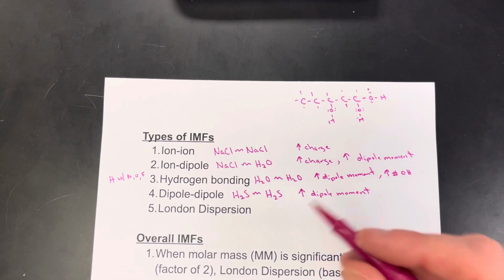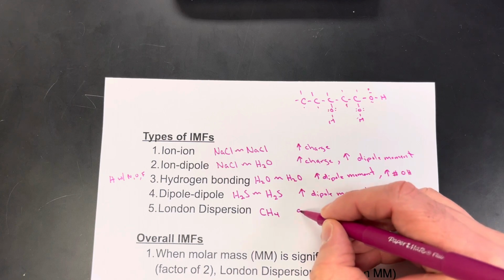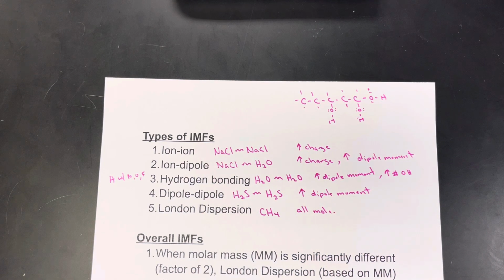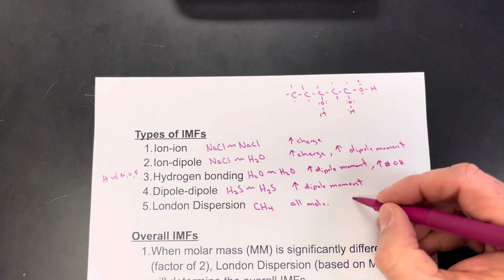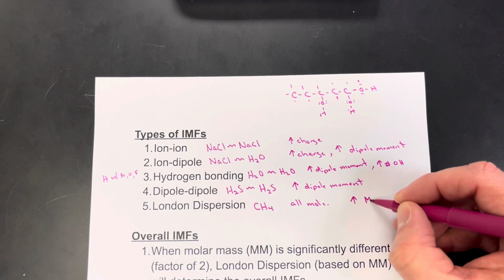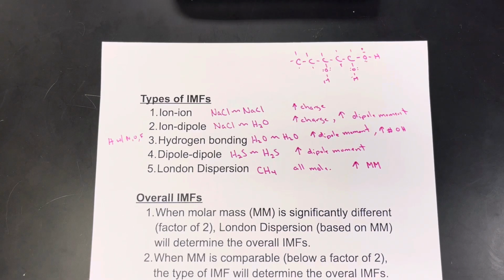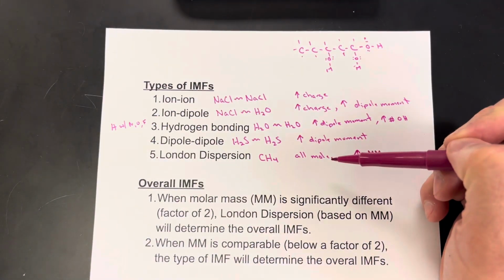And then finally, we have London dispersion forces, which would be any type of compound. Actually, all molecules have London dispersion forces. If there's electrons, you can distort that electron cloud and you'll have London dispersion forces. The way you increase the dispersion forces, though, is by an increase in molar mass, which I'm signifying as capital M. Now, these are just the types of intermolecular forces.